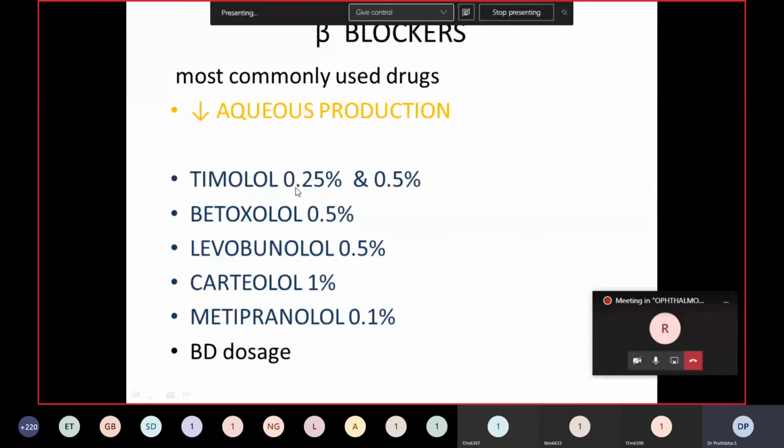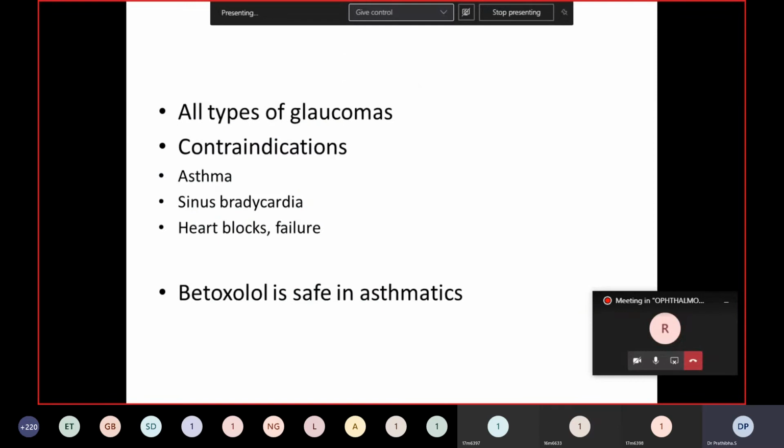But this is a non-selective beta blocker, and it is usually used in a BD dosage, that is one drop in the morning and one drop in the evening, which is what we prescribe for glaucoma. The beta blocker is used for all types of glaucoma. But it is very important to ask the history before prescribing beta blockers. The history of asthma and any cardiac problem has to be asked, because it is a non-selective beta blocker, bronchospasm can occur and precipitate asthma, and it can induce bradycardia. That's why we have to ask for asthma history or cardiac history before prescribing beta blockers.